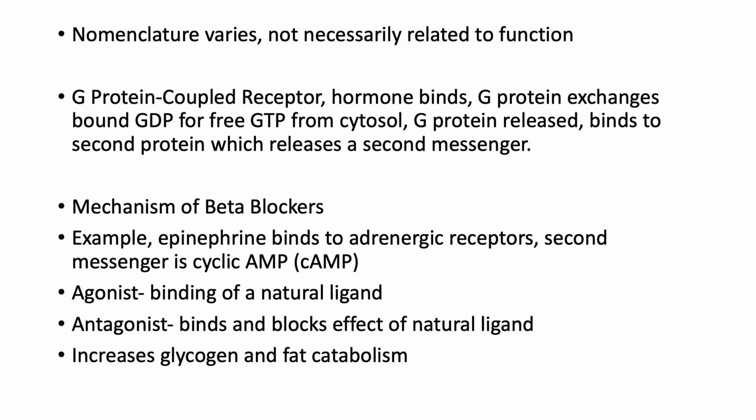G protein exchanges bound GDP for free GTP from the cytosol. G protein is released, binds to a second protein, and a second messenger is released. One example of this is a beta blocker, where epinephrine binds to adrenergic receptors. Cyclic AMP is the second messenger. Agonists will bind a natural ligand, whereas an antagonist will bind and block the effect of the natural ligand. And these are involved in glycogen and fat catabolism.